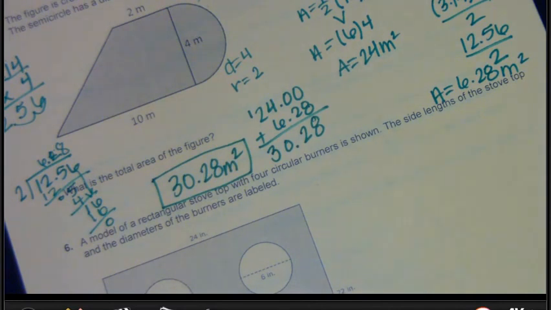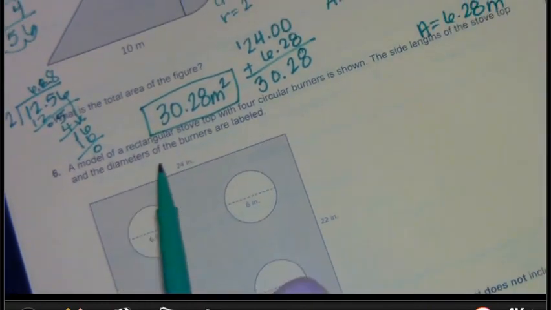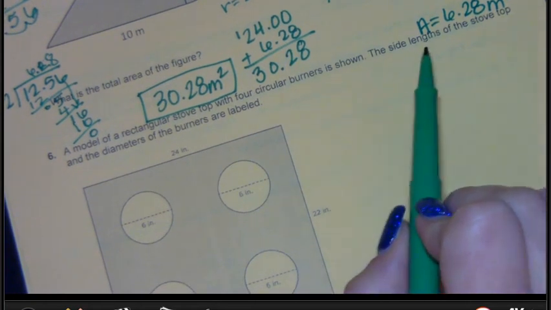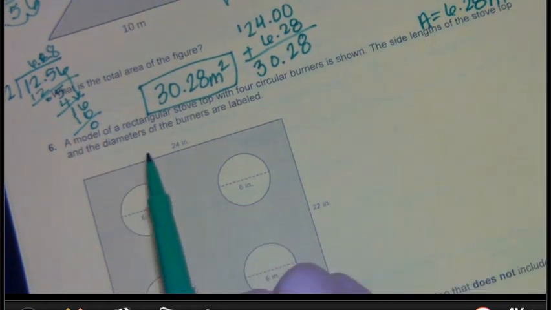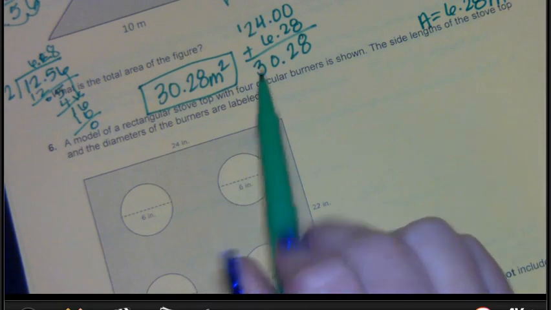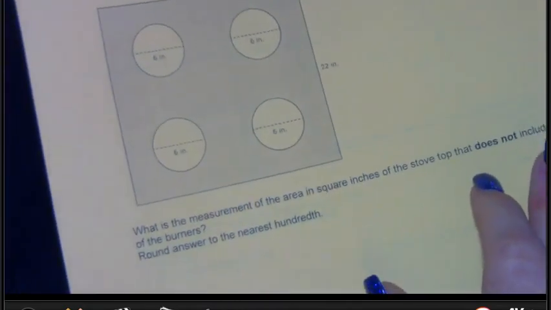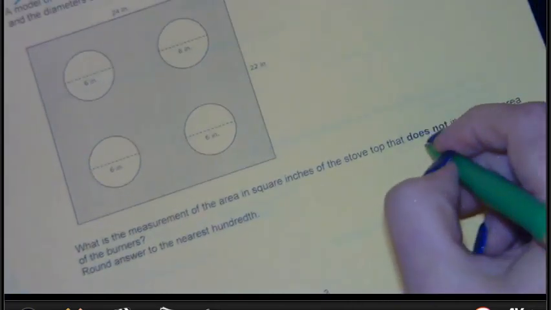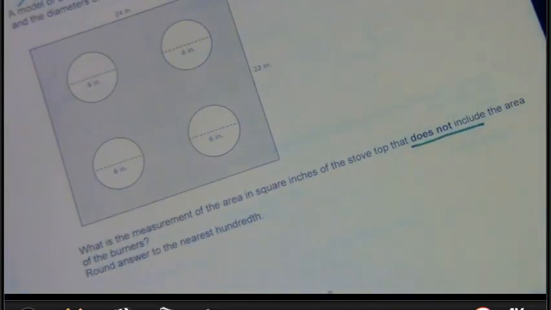All right, number 6. A model of a rectangular stove top with 4 circular burners is shown. The side lengths of the stove top and the diameters of the burners are labeled. What is the measurement of the area in square inches of the stove top that does not include the area of the burners? So I just need to find the area of just the shaded region alone.